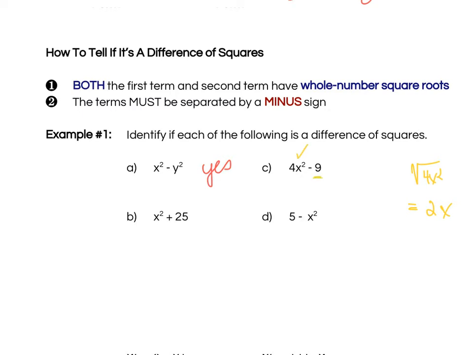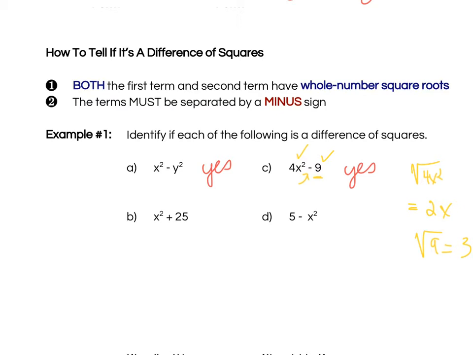9 does in fact have a whole number square root, and it's 3, so that criteria is satisfied. The minus sign is separating these two terms, so I can tell for sure that this is indeed a difference. Both the first and the last terms are perfect squares, so I'm happy to say that yes, this is a difference of squares.